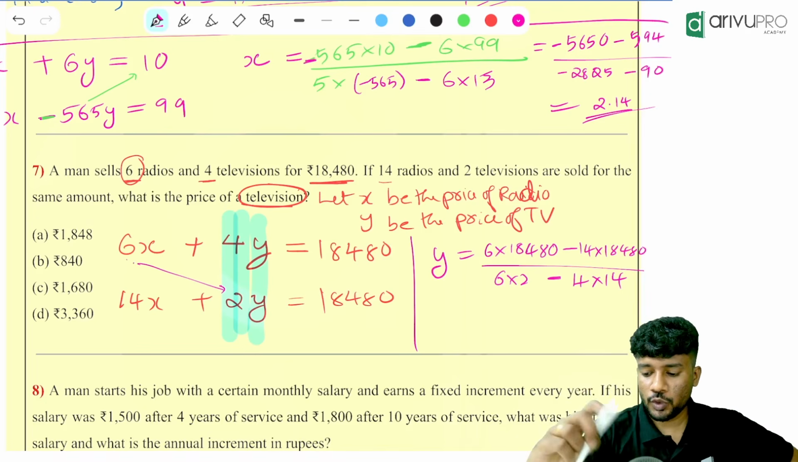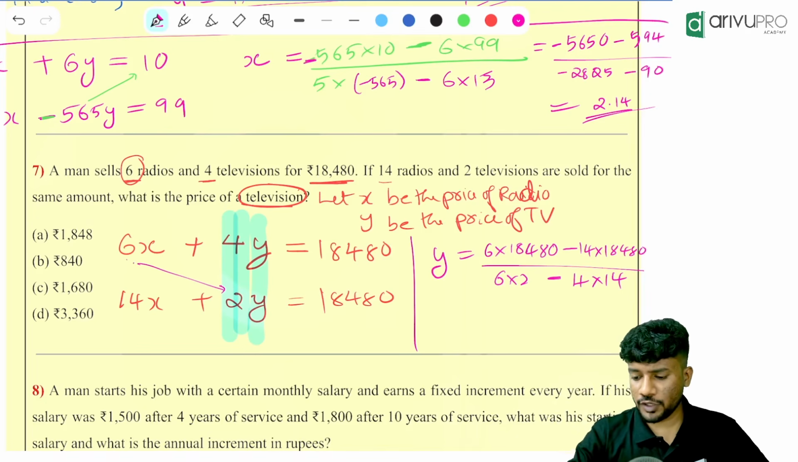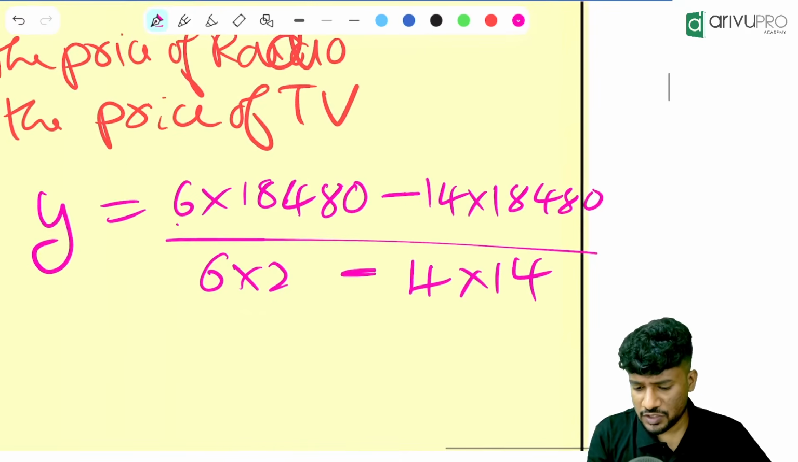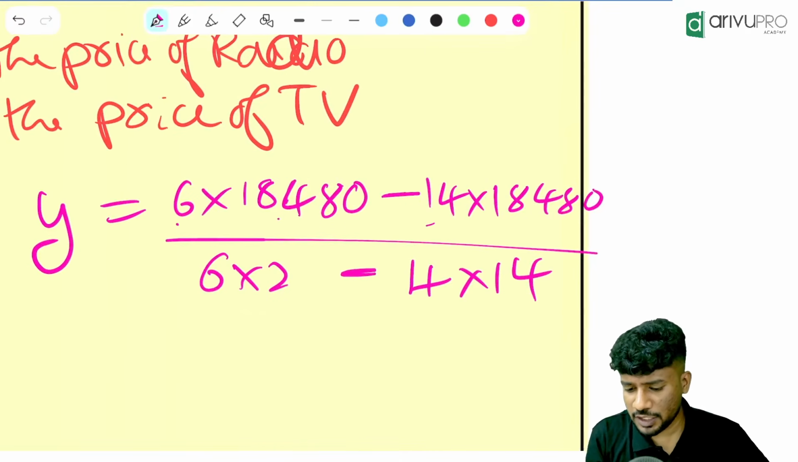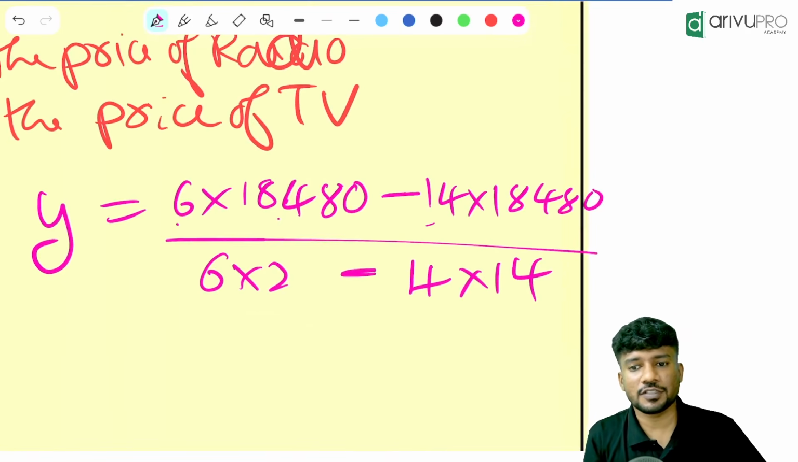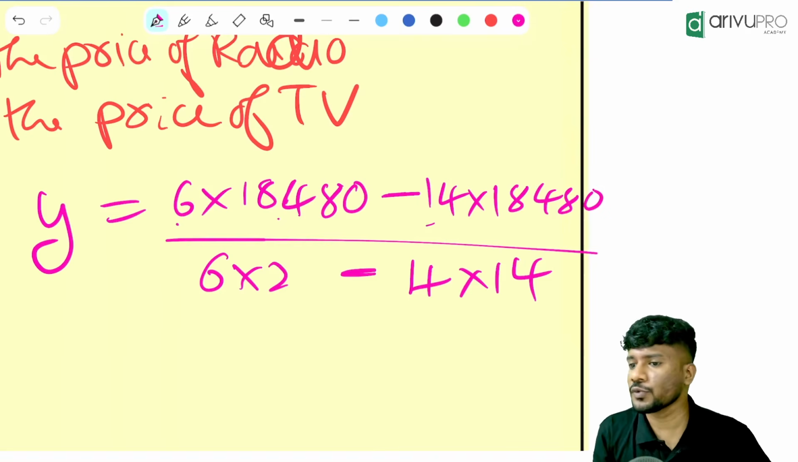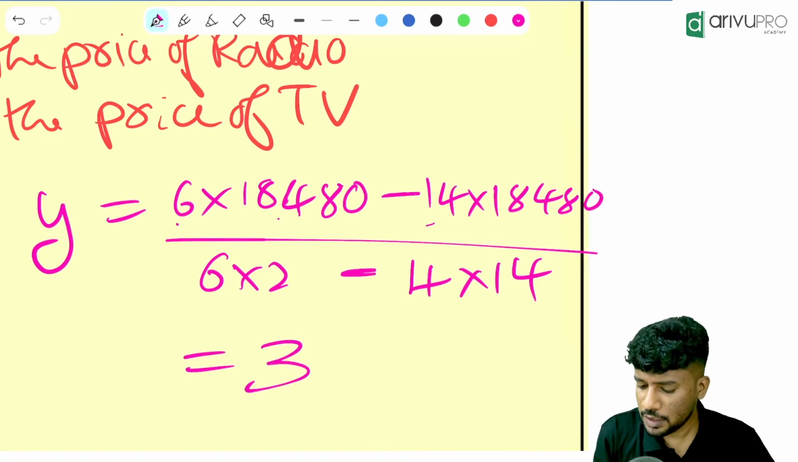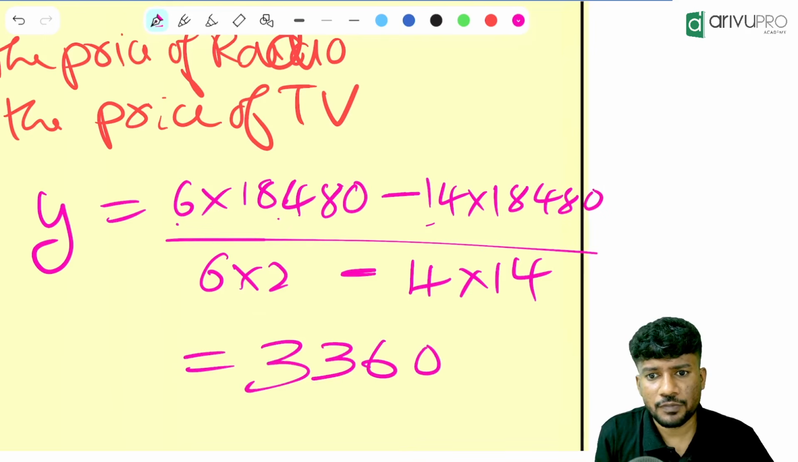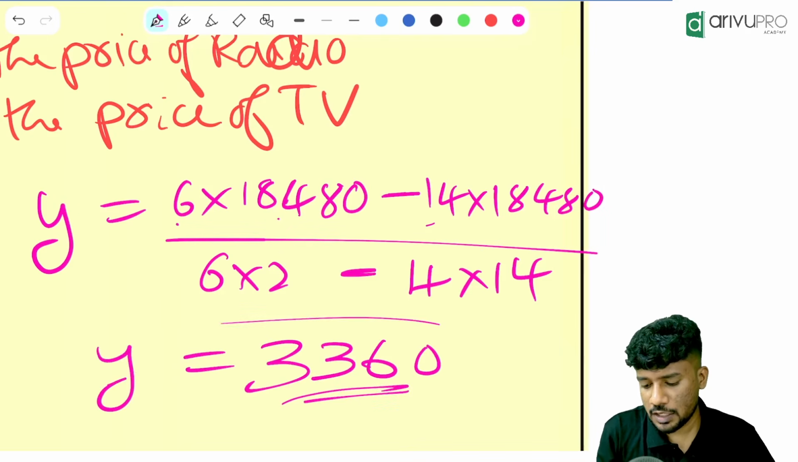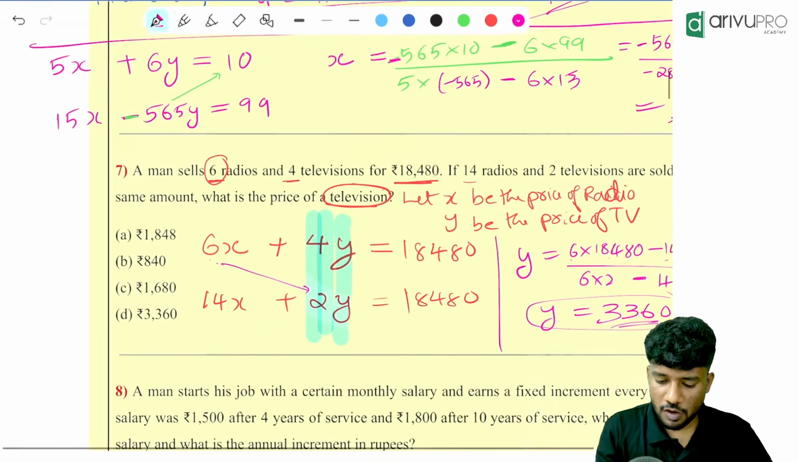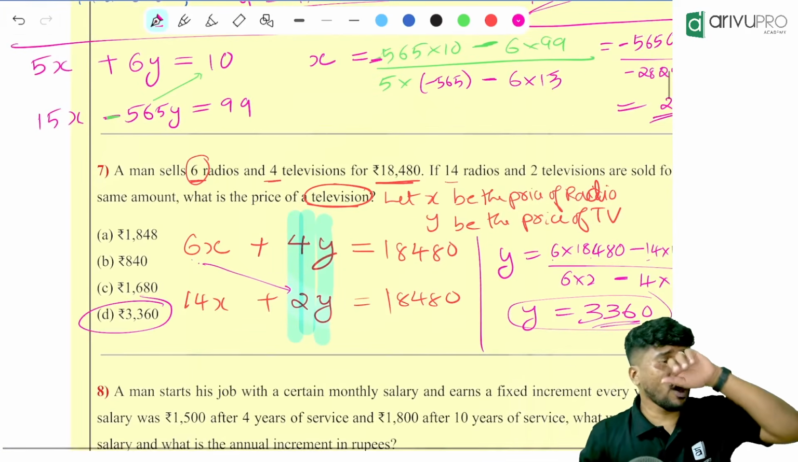So, do the math. How much is the numerator over here, people? You can directly write it. 6 into this much minus 14 into this much is nothing but 8 into 18,480 divided by the value. Anyway, you will get it as 3360. Yes. Everyone got it as 3360? Which option is the answer, people? Option D.